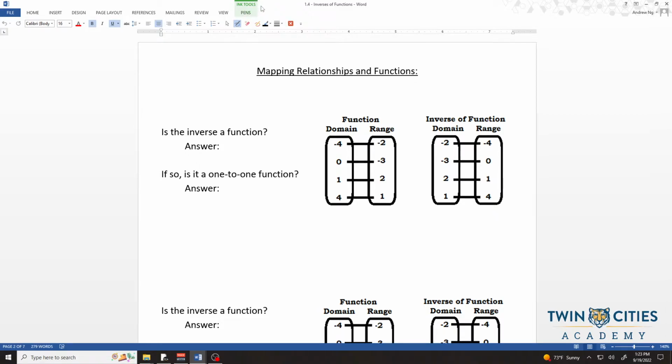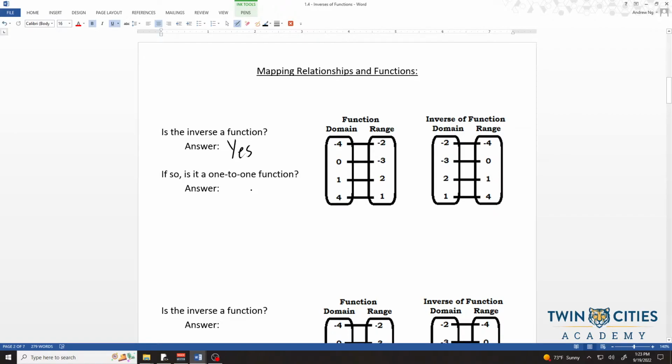Okay, so to test this, we're going to look at my inverse of function mapping over here. If each element of the domain goes to only 1 or 0 elements of the range, then it is a function. However, if I ever have anything in my new domain that goes to 2 or more things in the range, then it's not a function. So in this case, -2 goes to one thing. -3 goes to one thing. 2 goes to one thing. 1 goes to one thing. So is this inverse a function? Yes.